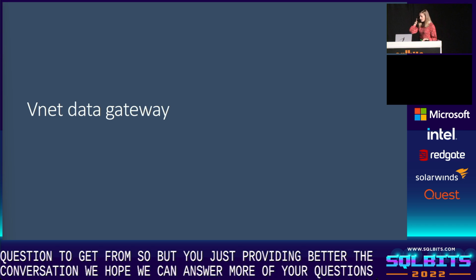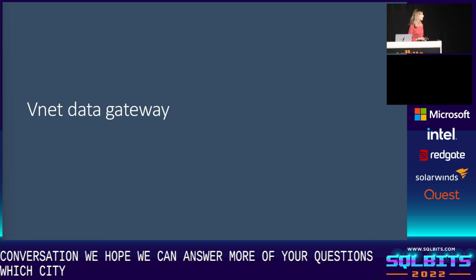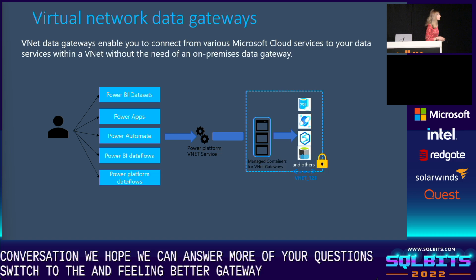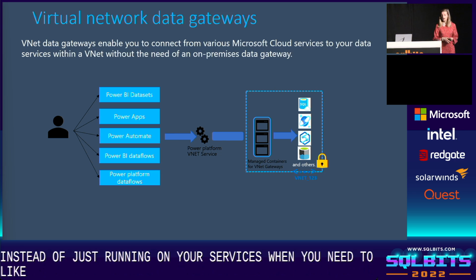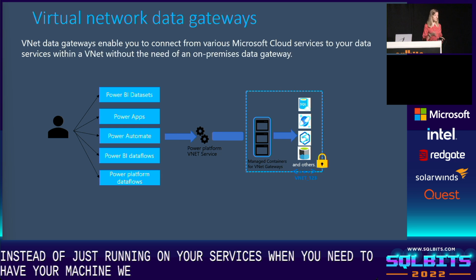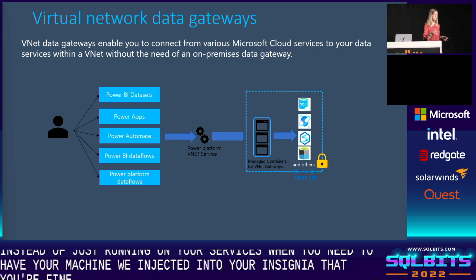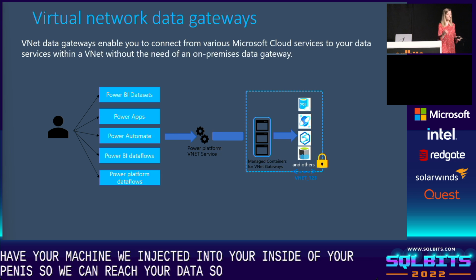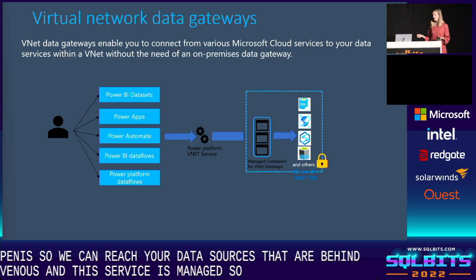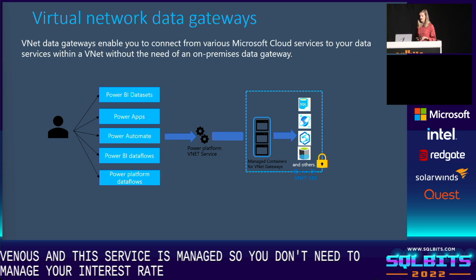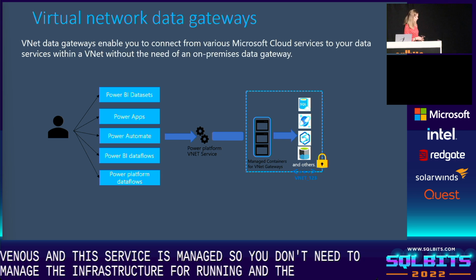So let's switch to the VNet Data Gateway. The VNet Data Gateway is a gateway application, but instead of just running on your on-prem servers where you need to have your own machine, we inject it in a subnet of your VNet, so we can reach your data sources that are behind a VNet, and this service is managed, so you don't need to manage the actual infrastructure for running the gateway.